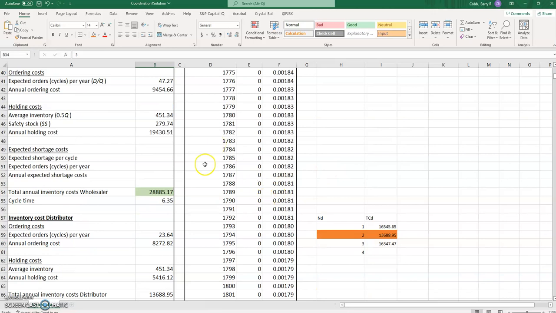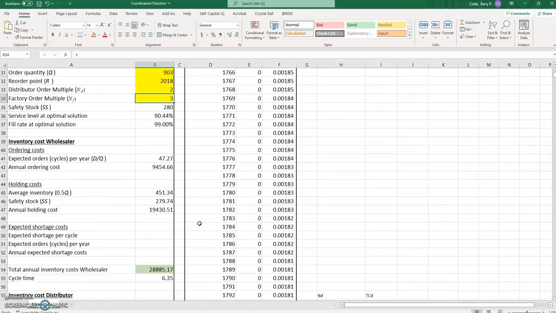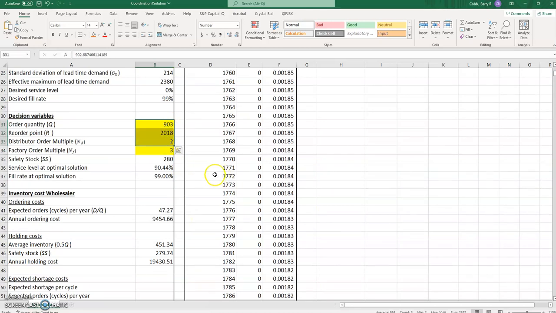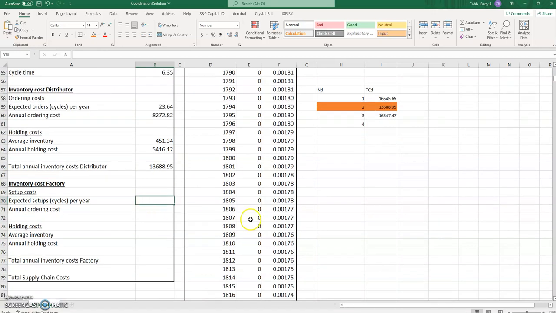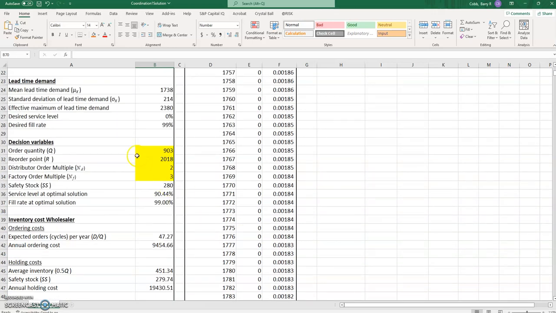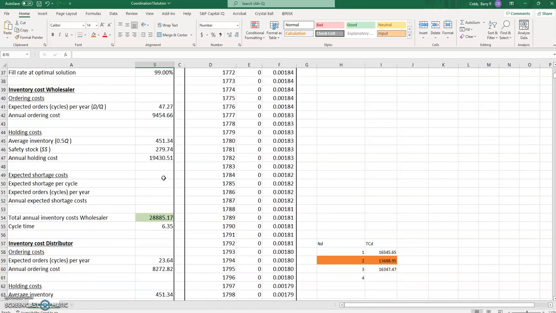Okay, so now we're ready to look at the factory. And again, important to note that these are the best solutions for the other 2 parties in the supply chain. So let's examine the factory. What is the number of setups per year for the factory? If we look at what's happening here, each time the distributor orders, they're going to order 903 times 2, which is basically 1,800. The factory might further multiply that order and produce a larger batch, potentially.